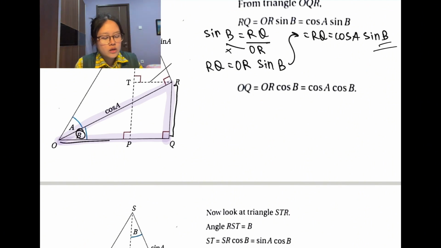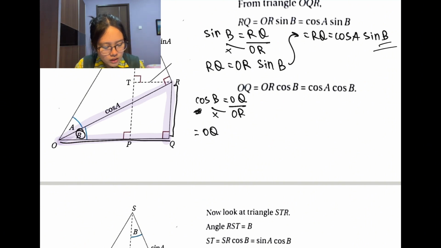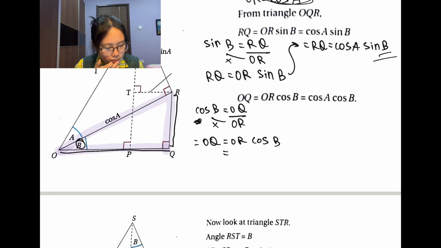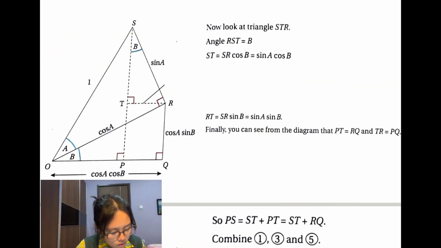Now, for the OQ, we need to prove that OR cos B equals cos A cos B. In the triangle, we can see that OQ is again the adjacent, so that's why we'll be using cos. So cos is the adjacent, which in this case is OQ, and we're going to be using cos B because it is the angle of this triangle. So OQ over the hypotenuse, which is OR. Now we simply multiply them like that, to become OQ equals OR cos B. Because we already know that OR is cos A from here, we're just going to insert it. So it will become cos A cos B. So OQ is also written as cos A cos B.